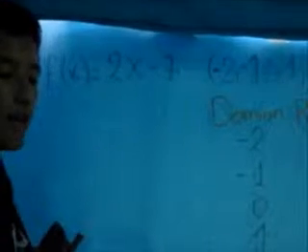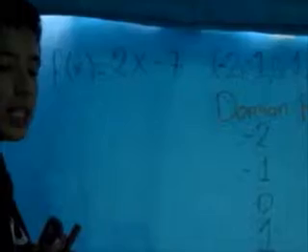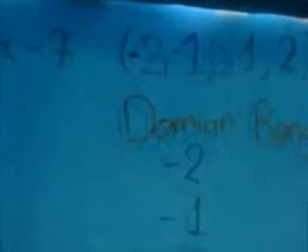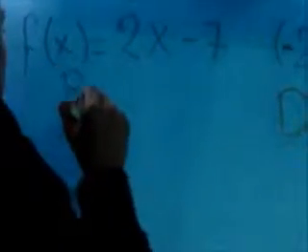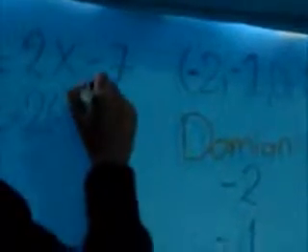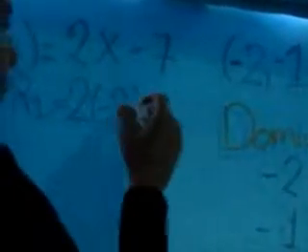Exercise 10. Find the range of each function for the given domain. So the domain are all these numbers inside the parentheses. First, we replace the values. So range 1 equal to 2. We replace with the first number, that is -2, and -7.